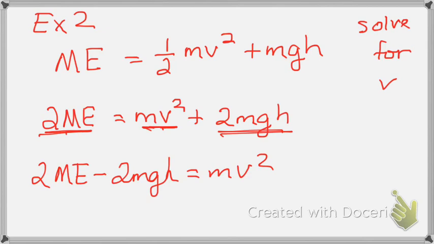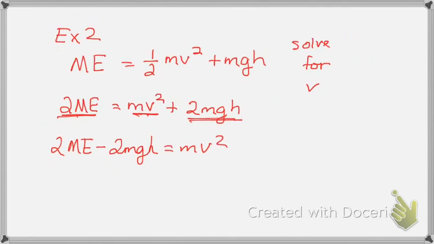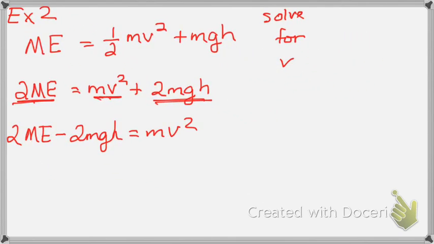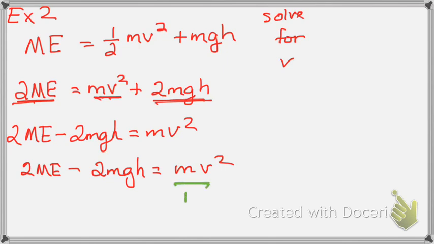Does that make sense? All right. And now I'm trying to get the v by itself, so now you can divide by that m. Okay, so if I divide everything by that lowercase m, for the sake of your notes, let me rewrite this to be thorough. 2me minus 2mgh is equal to mv squared, and I'm going to divide everything by m.